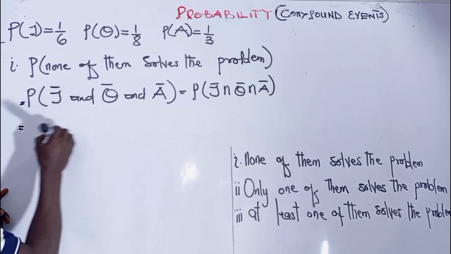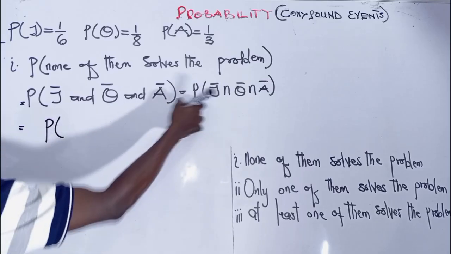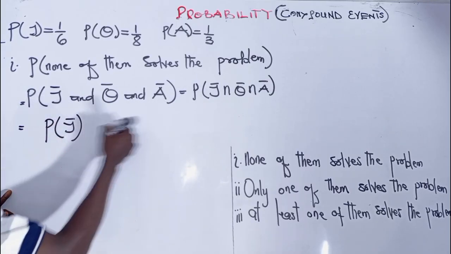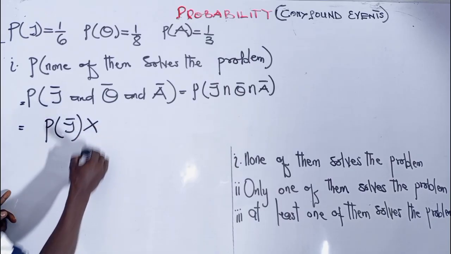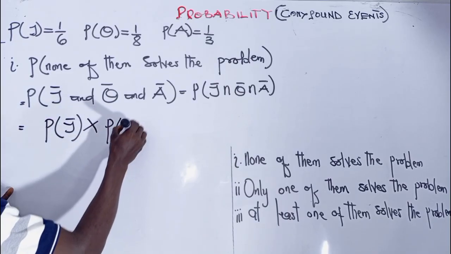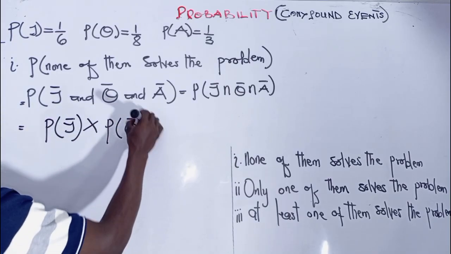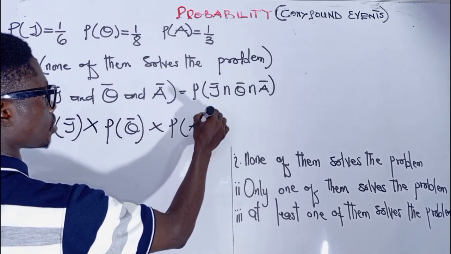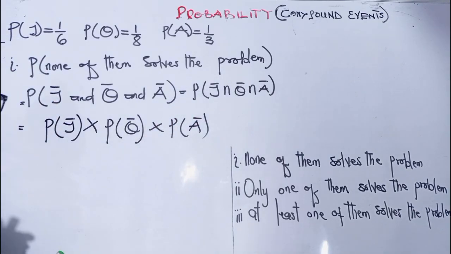So we can write it as the probability that J was not able to solve the problem, that is Julius. The N means the multiplication law. Then we have the probability that Okan was not able to solve the problem, multiplied by the probability that Asamoah too was not able to solve the problem.